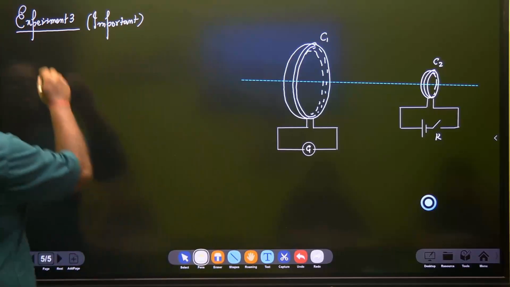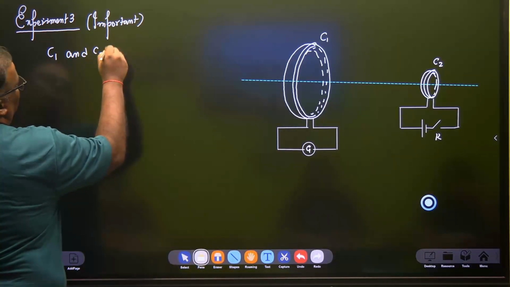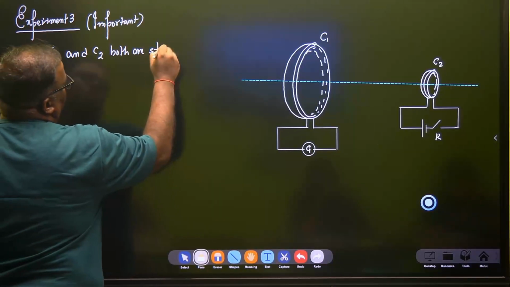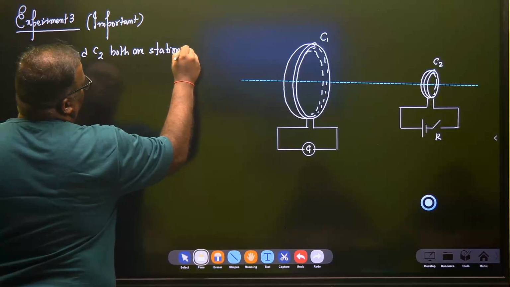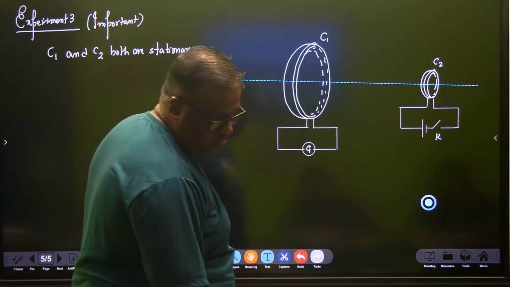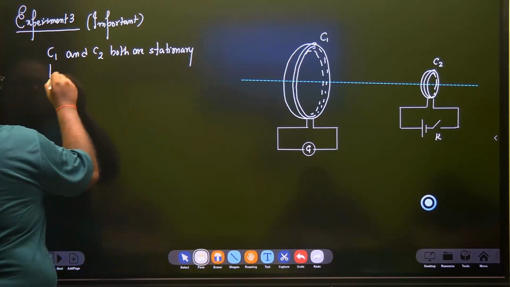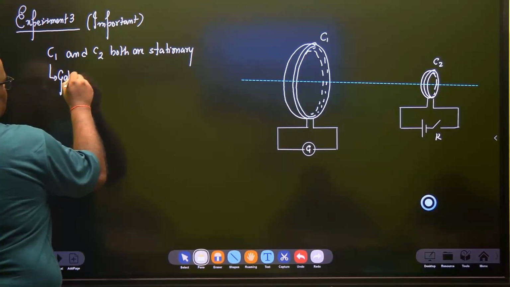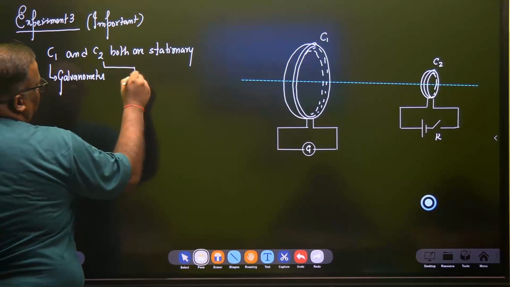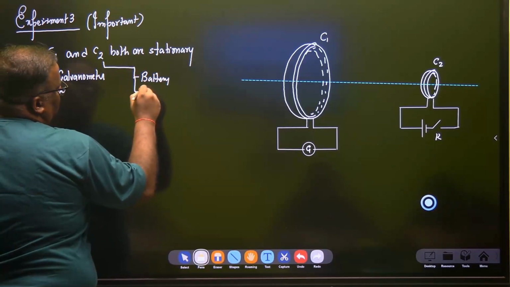Now what we are doing, now we are making C1 and C2 both stationary. Now we'll see whether the relative motion is needed or not. C1 and C2 are both stationary. While you have C1 connected to galvanometer, I have C2 that is connected to battery, as well as key.